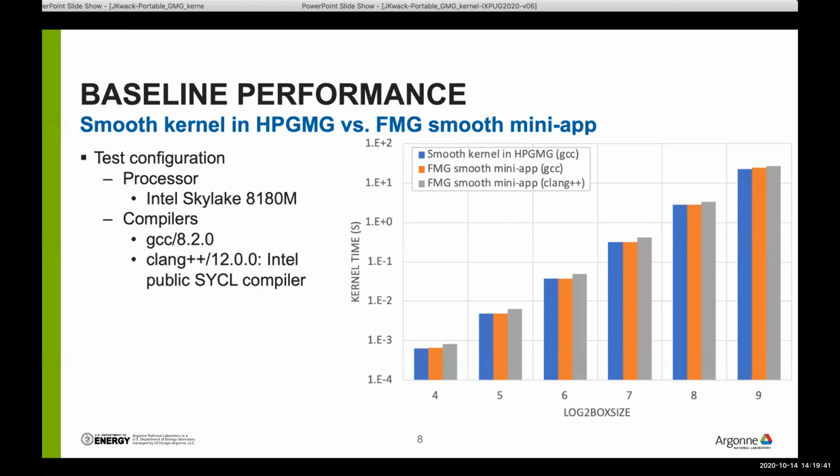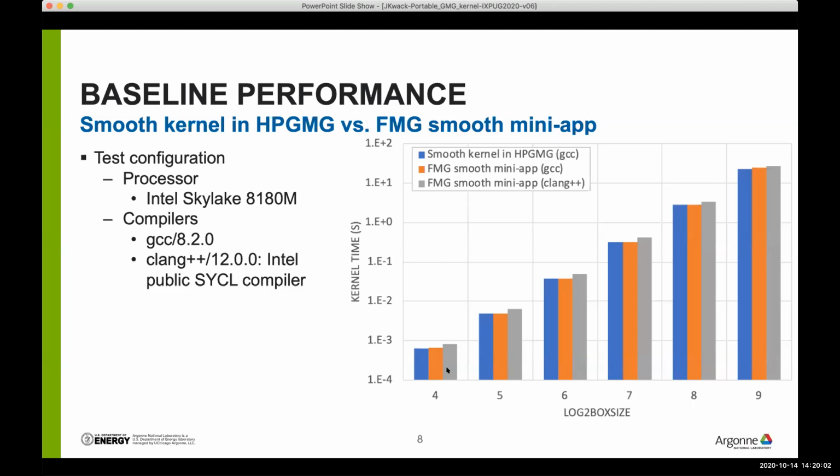So before we start, I just measured the baseline performance. The blue bar shows the actually measured smooth kernel time from the HPGMG. This is our reference. And the orange bar shows the measured performance with my extracted mini-app with the same compiler. And you see they are almost the same.